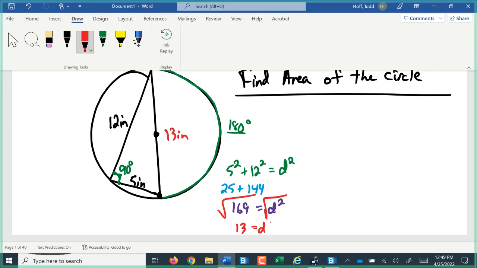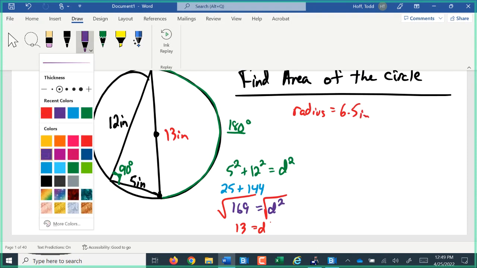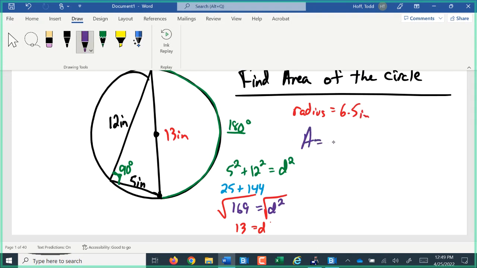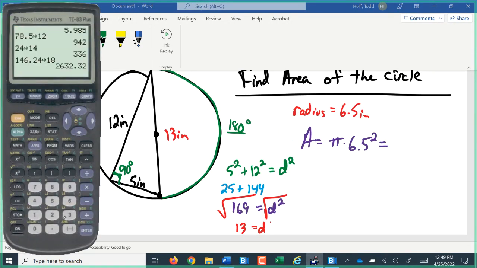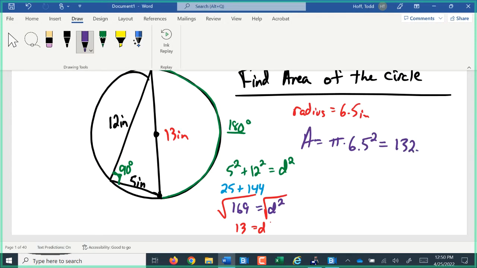To find the area though, I don't need the diameter, I need the radius, which is going to be half of 13. 6.5 inches. So my area will be pi times what? 6.5 squared, otherwise known as 42.25. That gives us 132.67 square inches.